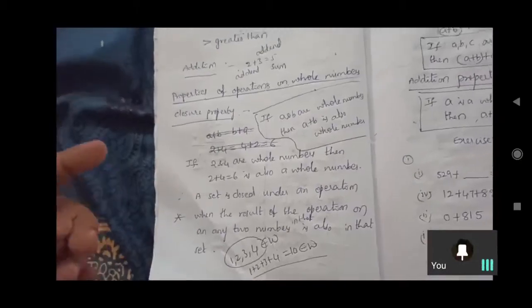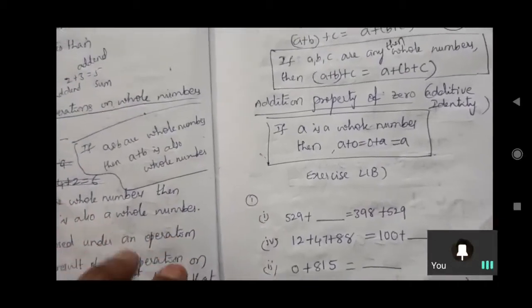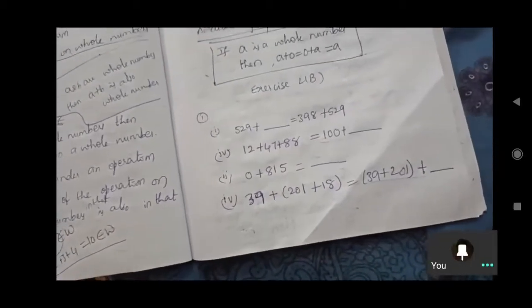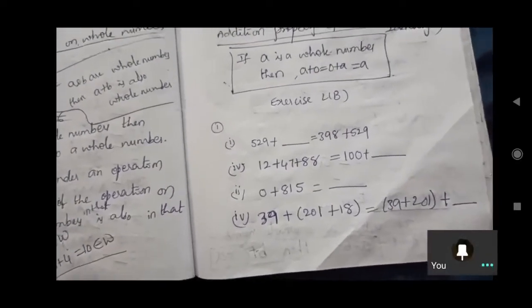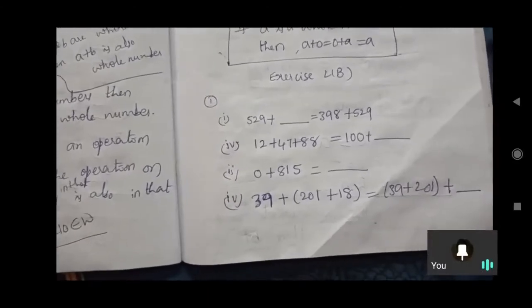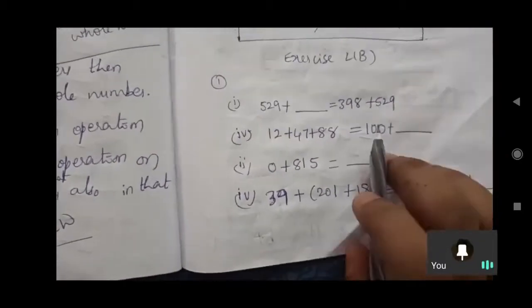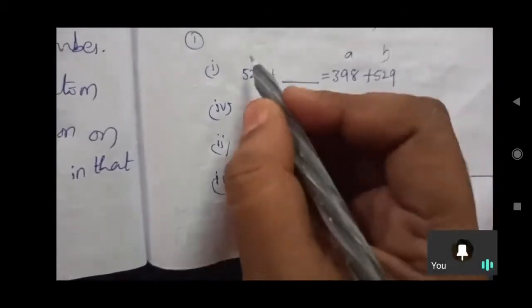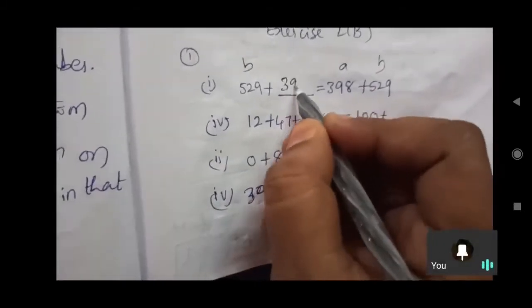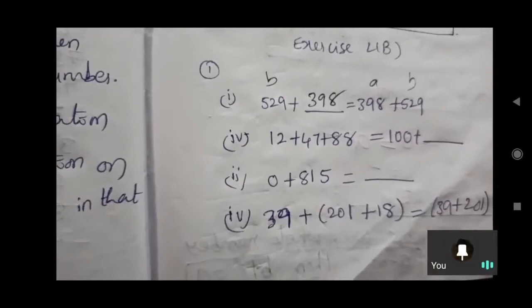So on the basis of all these properties, closure, commutative, associative and additive identity, we have Exercise 2b. So 529 plus dash is equal to 398 plus. On the basis of the commutative law, A plus B is equal to B plus A. Here A is given, B is given, so what is the missing A? 398 you have to write. 529 plus 398 is equal to 398 plus 529.